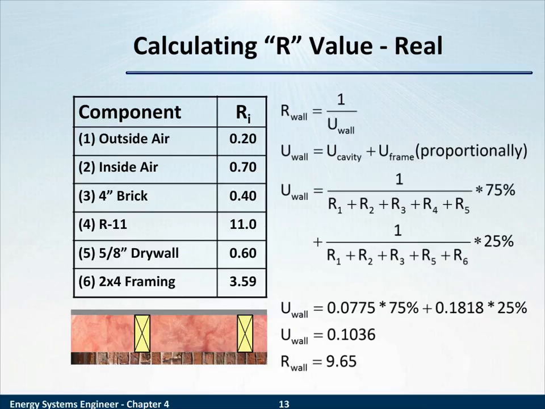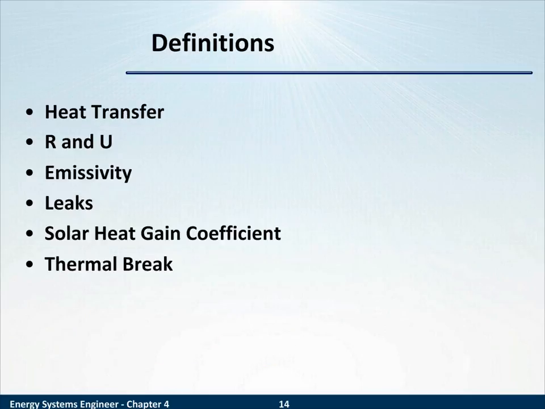But indeed, there is a conduction of heat across this 2x4 that is greater than the insulation. You can tell that from the R values themselves, insulation being 11, the stud wall being 3.59. So this accounts for not total complexity in a real life situation, but more real life than without the studs.